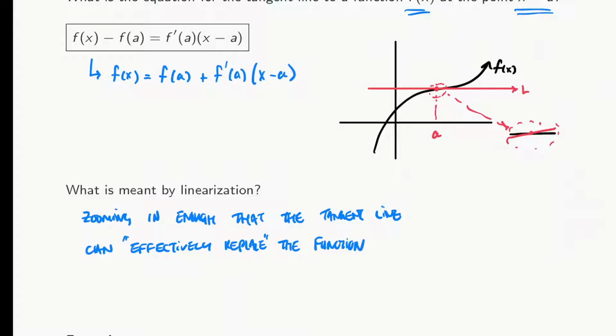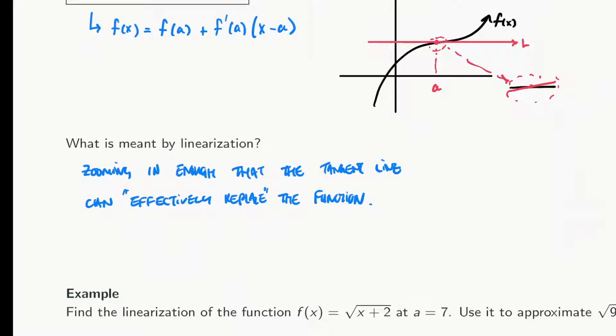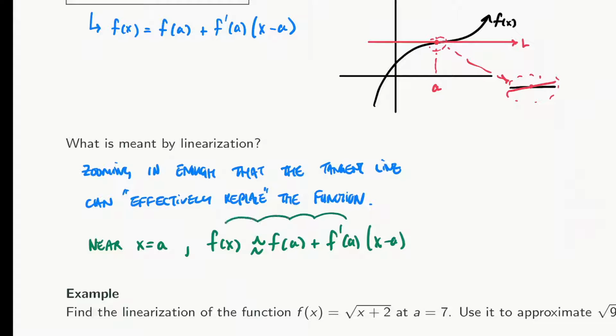And effectively replace, meaning in an applied context, right? There's mathematical situations where they're not really equal, but they are very, very close. So what we say is that, near x equals a, f of x is approximately f of a plus f prime of a times x minus a. And sometimes we'd give this function its own name.